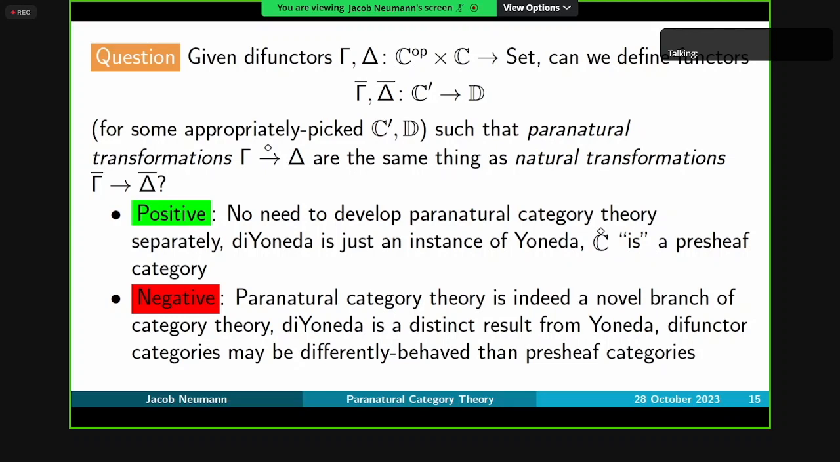But perhaps there's some property of presheaf categories that doesn't hold of difunctor categories, or some kind of invariant that we could use as a negative proof to show that paranatural transformations are actually a distinct concept from natural transformations and not just a mere instance of it. And in that case, there is a need for a paranatural category theory. This is a distinct theory that needs to be developed more.